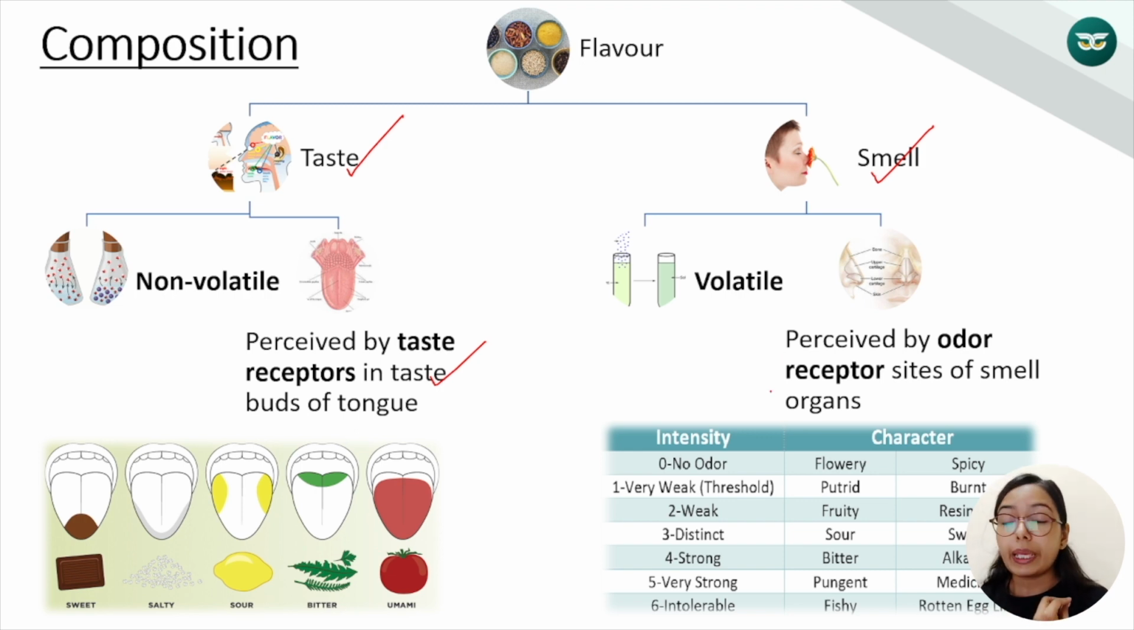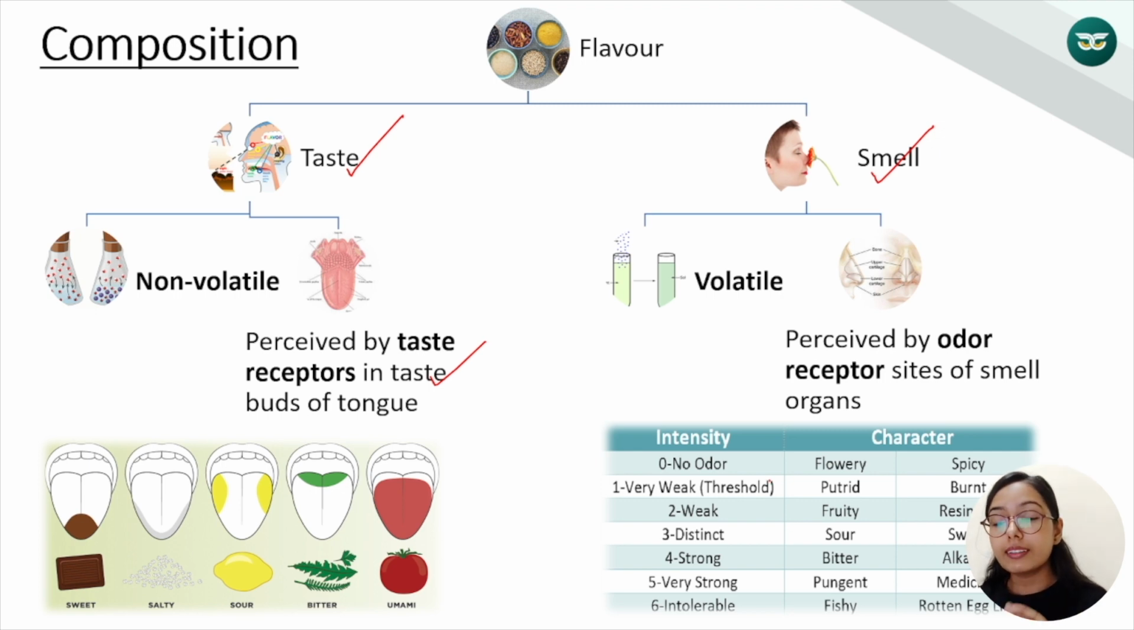Now talking about the types of odor or the smell, we generally differentiate the type of odor based on their intensity. That means how intense the smell is. For example, the intensity ranges from 0, that means no odor, to very high or intolerable odor. So for example, when we are saying a product has no odor, we generally mean that the characteristics of such odor, it has a flowery or a spicy odor, and the intensity we generally consider as 0.